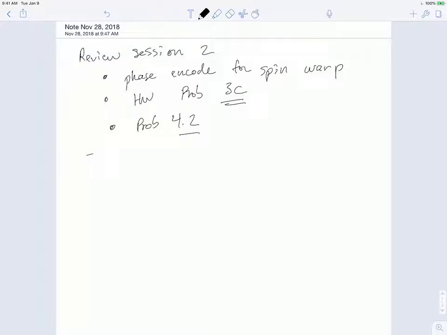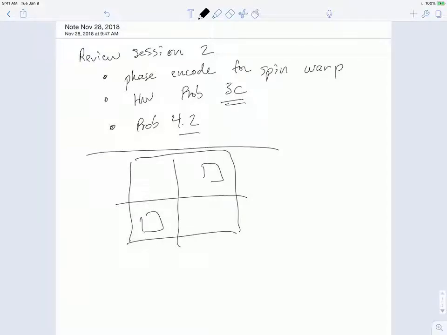All right, why don't we start with problem 3C. You are asked to figure out a simpler way of taking advantage of the geometry of the object to reduce the total scan time. Your object was something like this, right? And so you had some FOV that was big enough to capture these objects, with some FOV in the x direction and some FOV in the y direction.